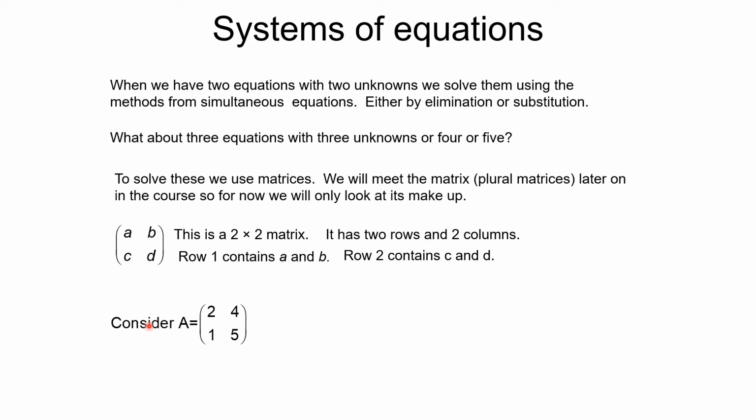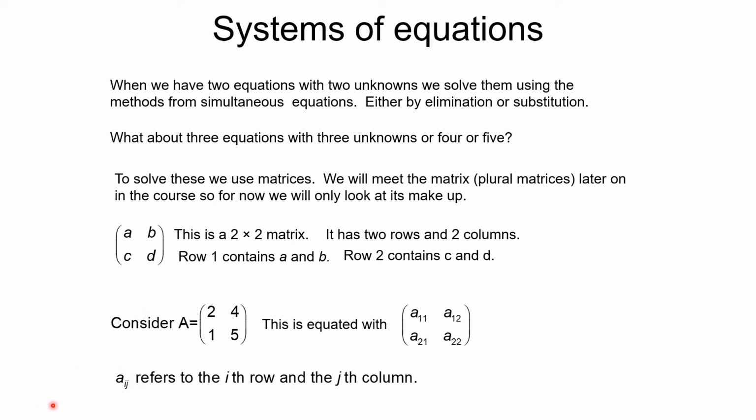For example, if we have matrix A with 2, 4, 1, 5, this is equated to A11, A12, A21, and A22 respectively. It shows that each element is labeled: A11 means row 1, column 1, which represents 2. And A22 means row 2, column 2, so it represents the element 5. So Aij refers to the i-th row and j-th column. I've introduced this in the earlier slides. This is just a recap.